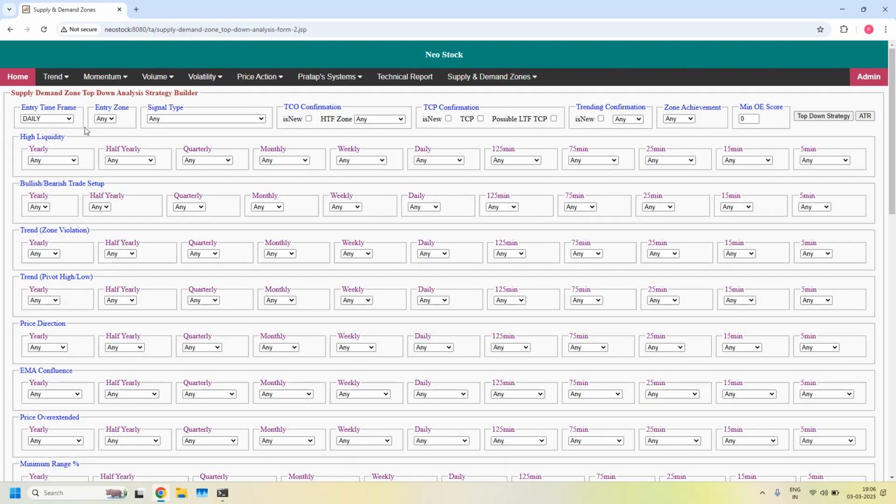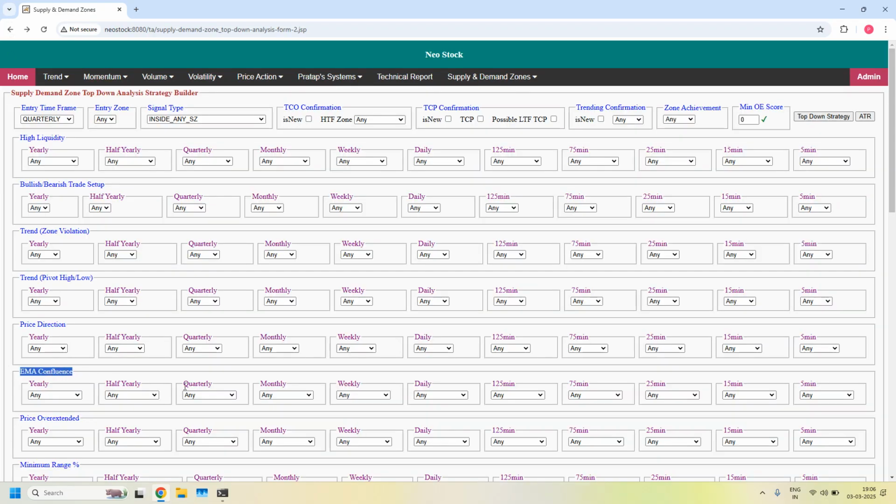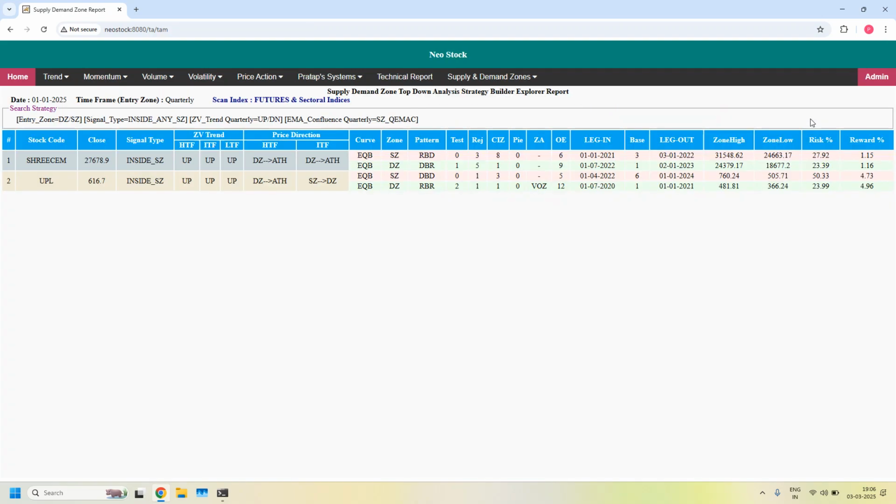Okay, next, quarterly time frame. Price closed inside quarterly supply zone. We got two stocks. Let's check whether any of these two stocks have a quarterly supply zone with quarterly EMA confluence, and trend on the quarterly should not be sideways. Both the stocks are filtered. That means both these quarterly supply zones are having quarterly EMA confluence, and current price closed inside those quarterly supply zones. So this is the quarterly time frame.